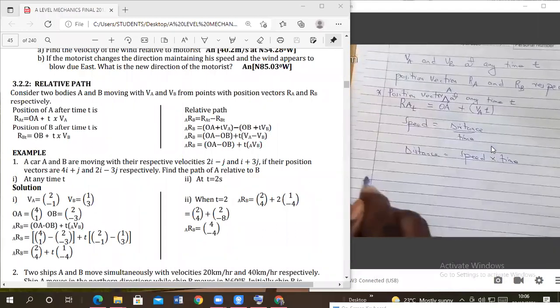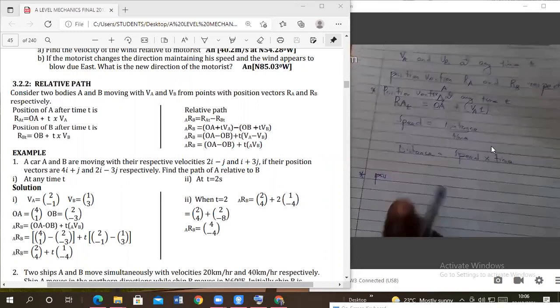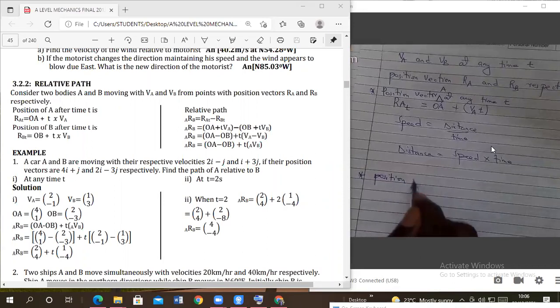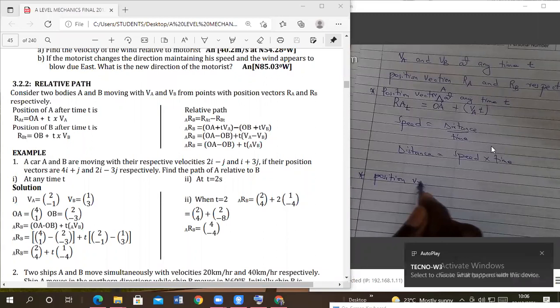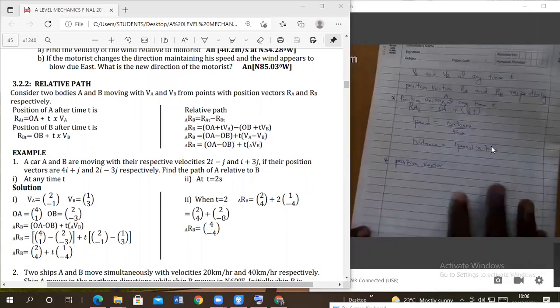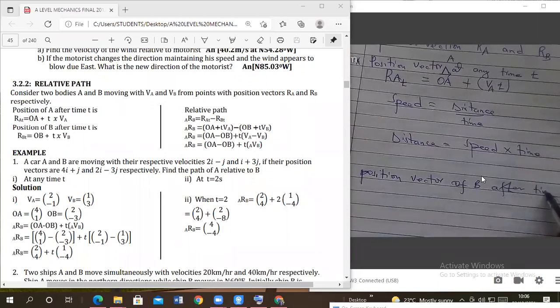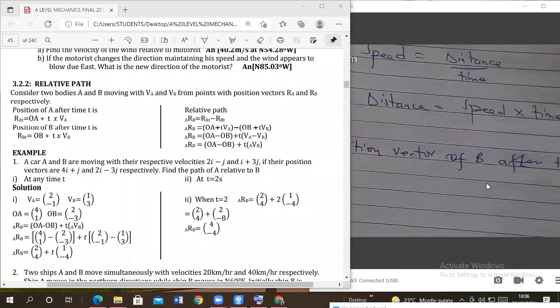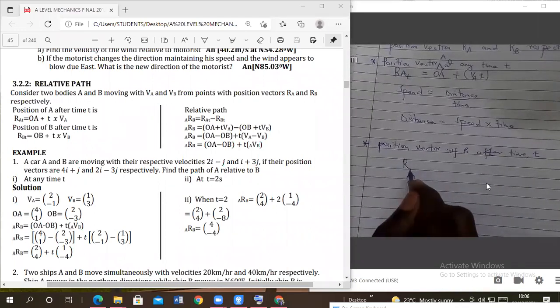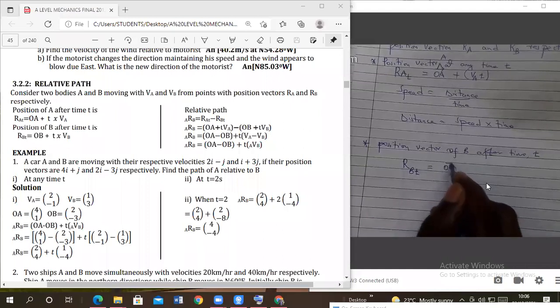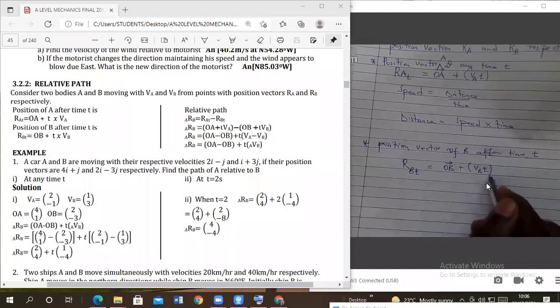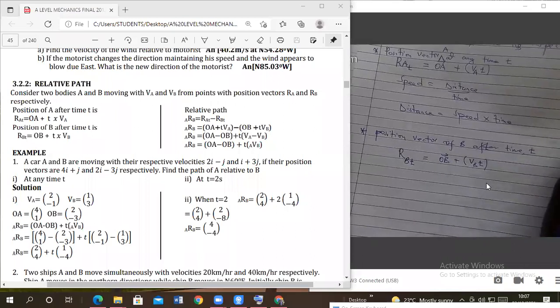So that is for A. What about for B? The position vector of B after time t will be given by r_B(t) equals OB plus v_B times time t. That's what you have there. So that's the position vector after time t.